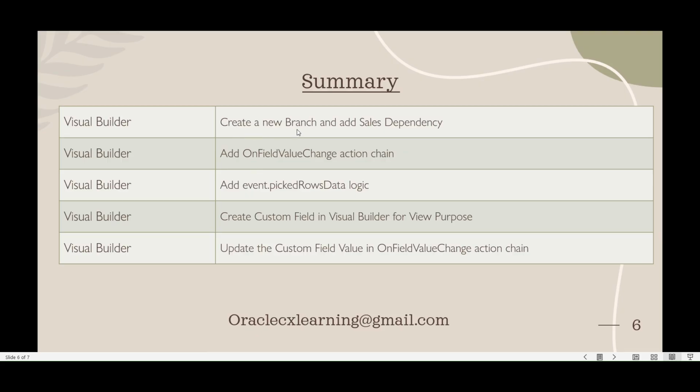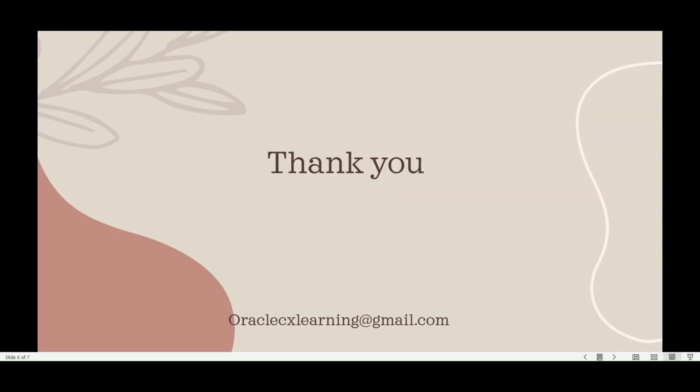We created a new branch and added the sales dependency in the first step. Then we added the on field value change event. Then we added the event.pickedRawData logic and also added the console.log. Then we created a custom field in the visual builder for the view purpose. And we updated the value in the action chain to that custom field so that it can be visible on the UI. I hope that one is clear.